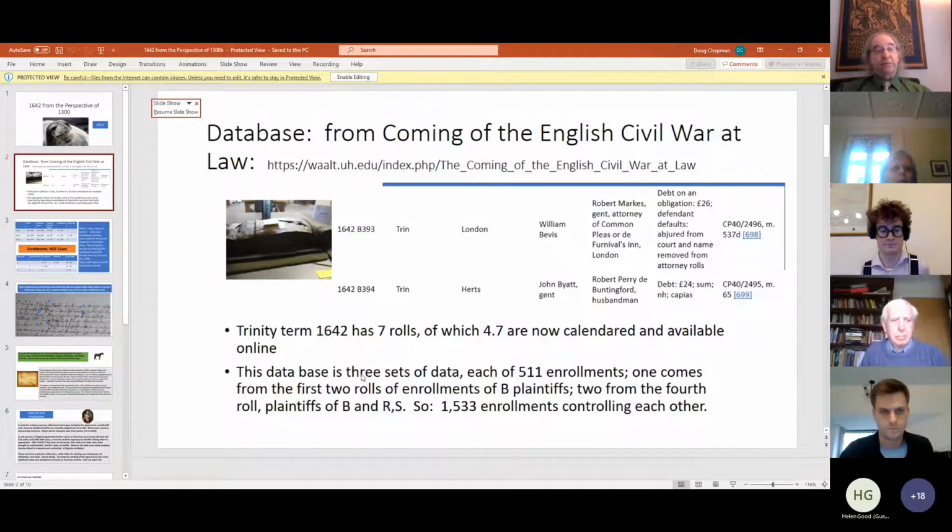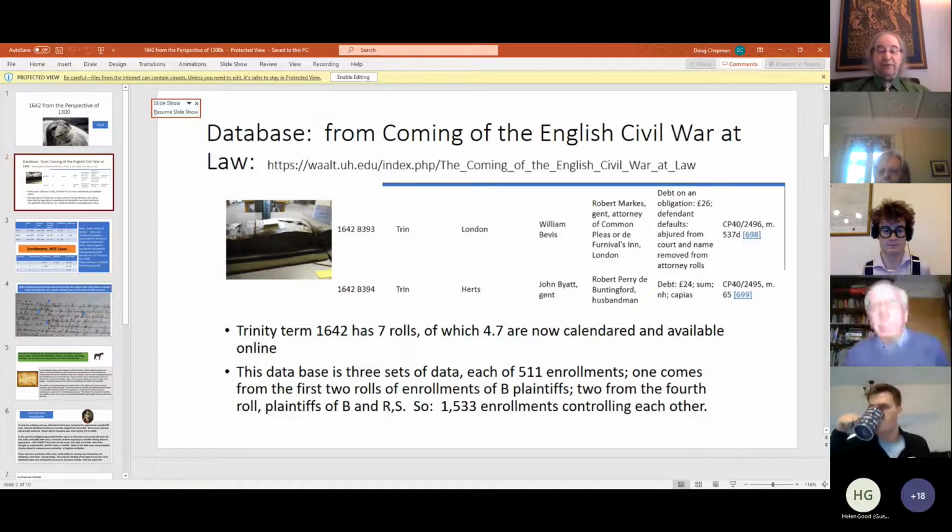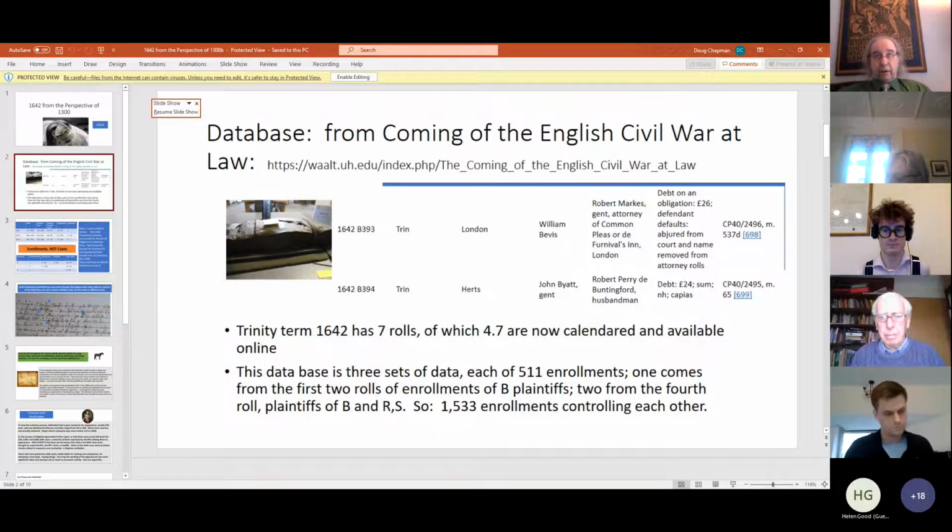So Trinity of 1642, the CP40s, have 7 rolls, and I'm through 4.7 rolls at the moment. I'll finish this fifth roll probably in about a month, and then about 4 months after that, I'll have all 7 rolls of the Trinity term 1642 Common Pleas rolls calendared. They're already available, as far as I've got, on the vault, under the link that I have up there at the top, and that same link will lead you to the KB27s, the King's Bench rolls for several terms, and the Chancery decrees, the C33s, and the Chancery final decrees, the C78s, for right before the English Civil War began.